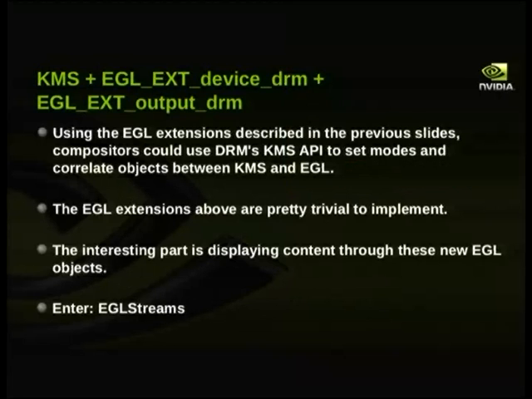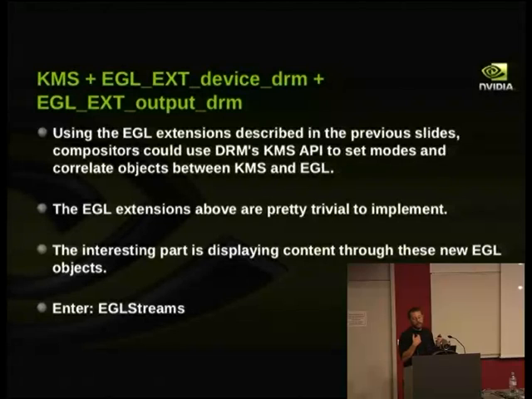Okay. So using the extensions I've described so far in EGL, we can correlate objects between these different APIs. We can use DRM-KMS to set modes, and then map what objects in EGL talk about the different devices and KMS properties, or KMS objects. Those EGL extensions are pretty straightforward to implement. But so far, we've not solved how to actually present content from EGL through those objects. That's where we get to EGL streams.